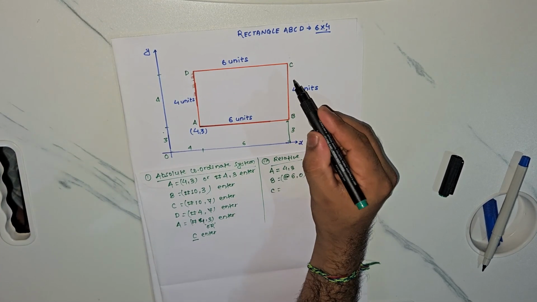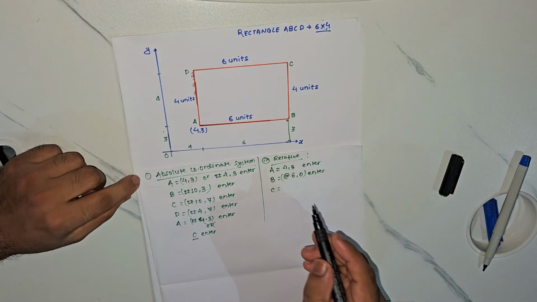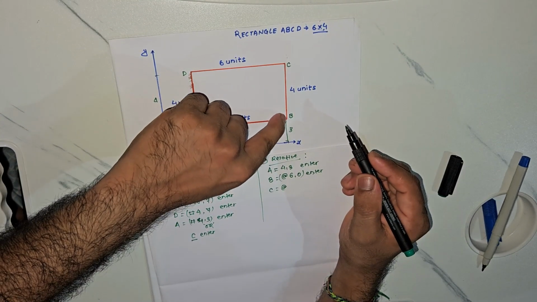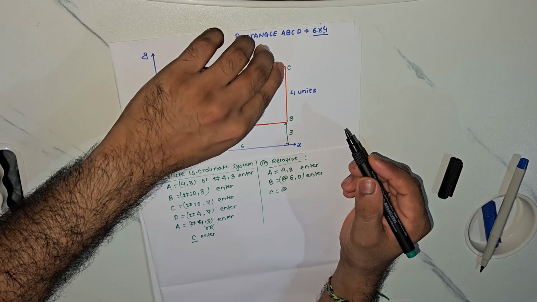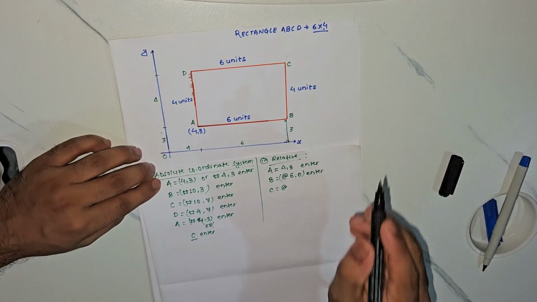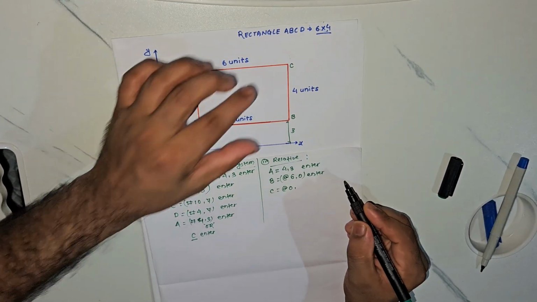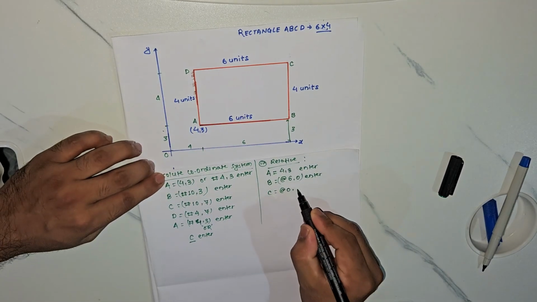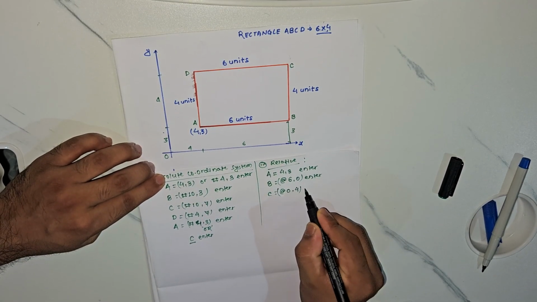Again for C, C will be measured from B. So if you can see here, the horizontal distance of C from B is 0 units, and the vertical distance of C from B is 4 units, so 0 comma 4, and enter.